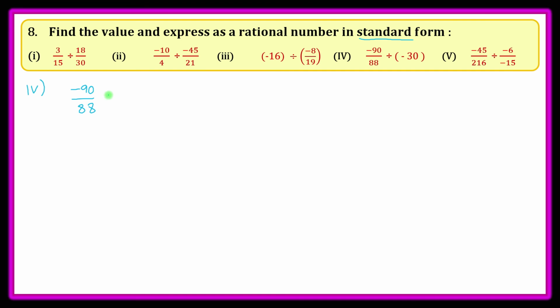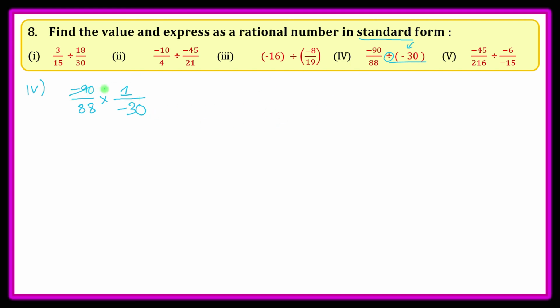divided by minus 30. Division by minus 30 is the same as multiplication by 1 upon minus 30. This is just by property. I am not going to write everything again and again. That is just a shortcut way. You just have to change the sign from division to multiplication and take the reciprocal of the second number, whether it is a fraction or an integer. So like this, we can simplify.